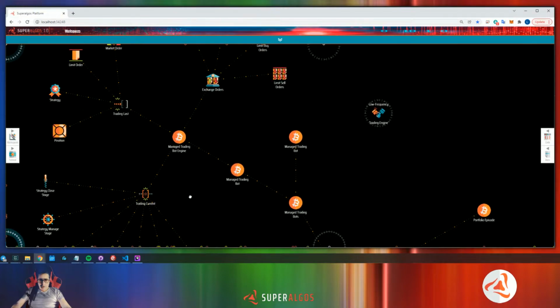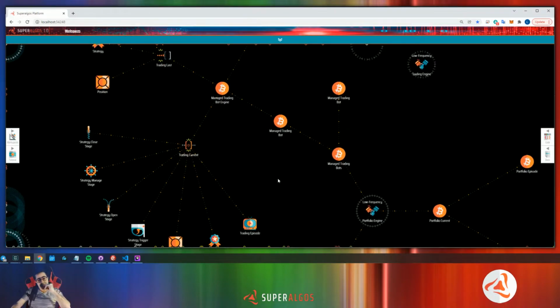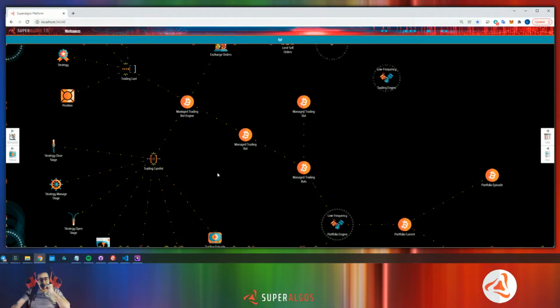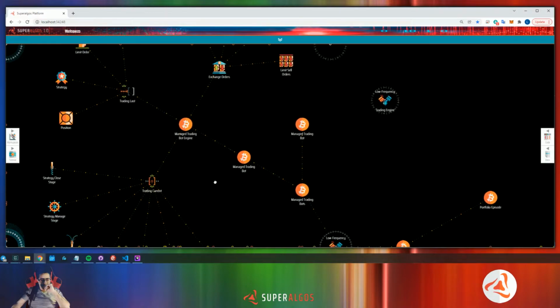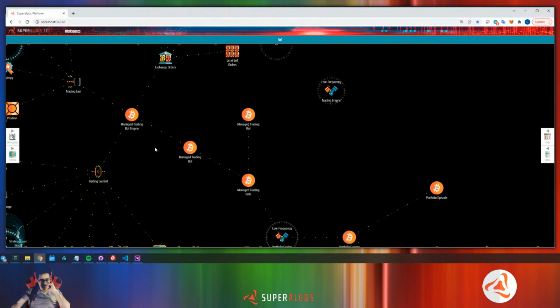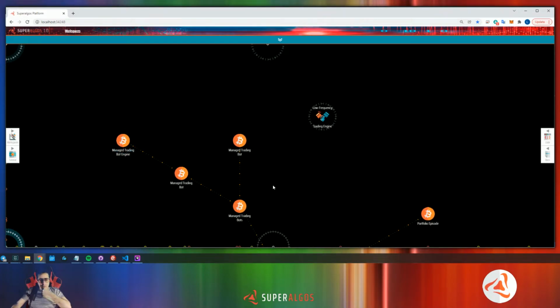So we have here the whole structure of a trading engine with everything a trading engine has. And we just need to put the values inside, okay? We're going to do it with two bots, because if two bots work, then we can scale it up to manage more bots, right?